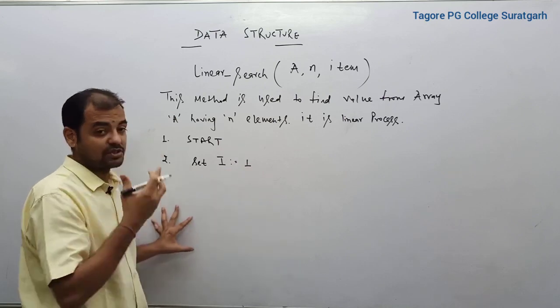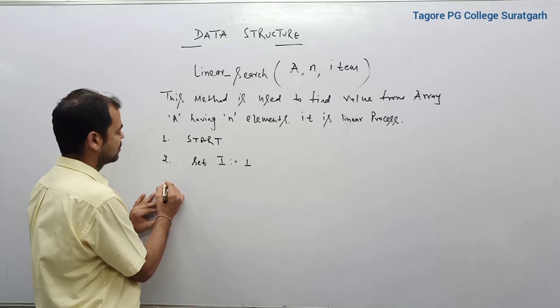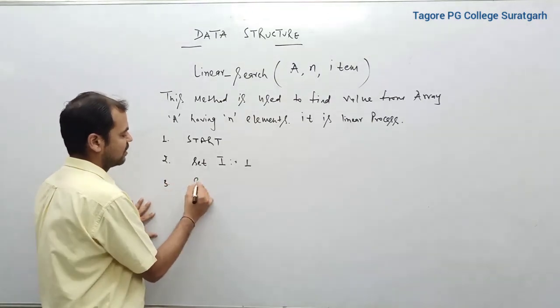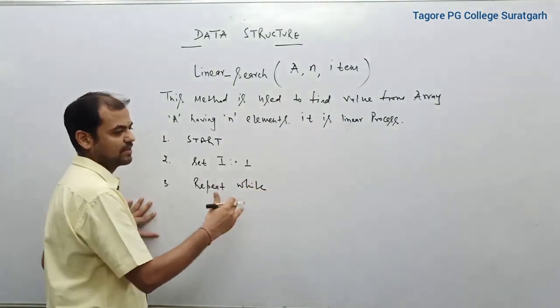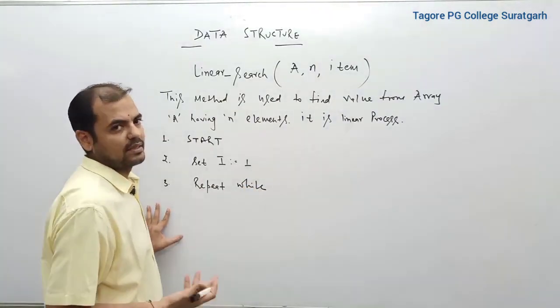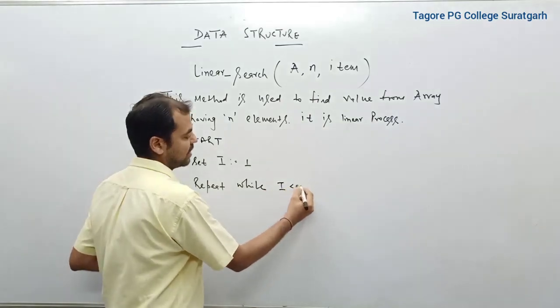It means we are going to search our element from the beginning, so you can write I equals 1. The next element is you need to go through the steps, that is repeat while. Repeat while means you have to repeat the steps until you find the element, that is I less than or equal to n.